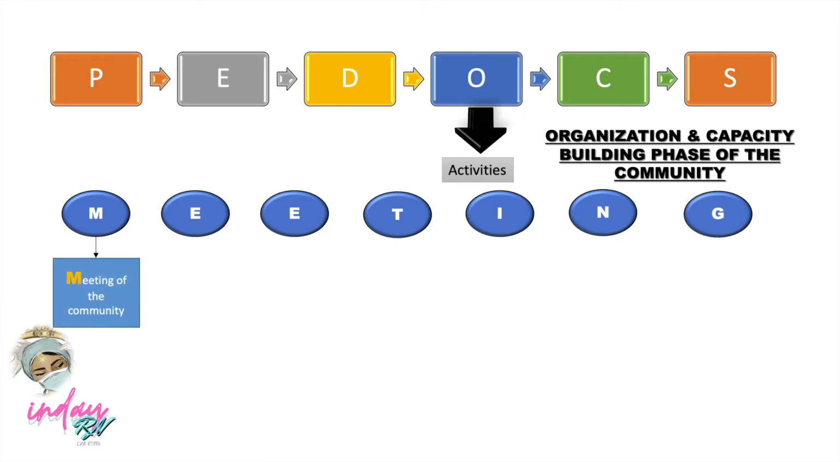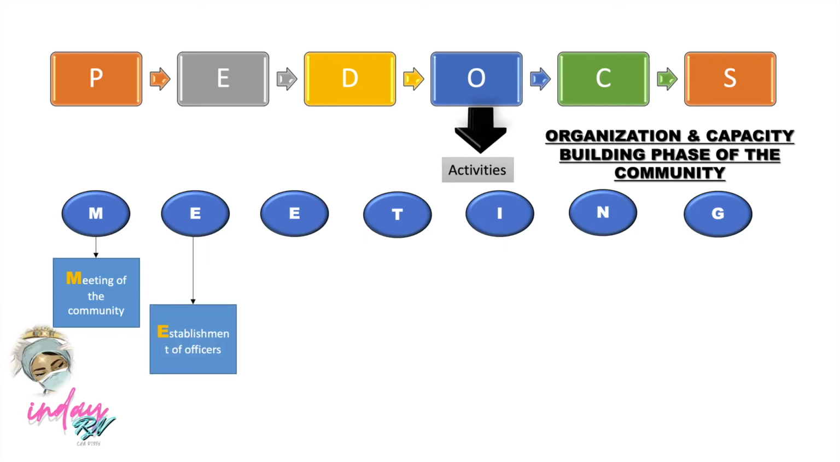Since we already have a core group, and we have also prepared the research team and identified the problems of the community, we are now ready to discuss these things with the community, with those residents that are there in the community. Okay? So we can do a meeting of the community. We can gather them. The next one is E, establishment of officers.